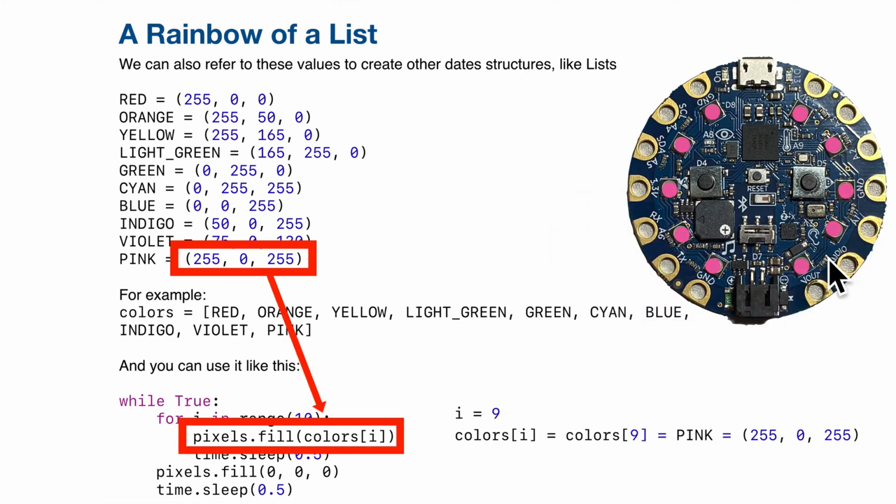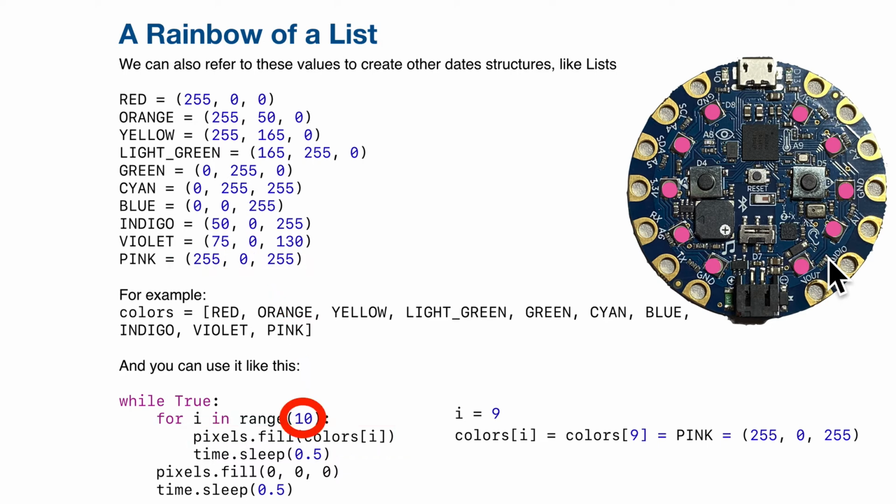So let's write even more efficient code. Right now we've hard-coded the number 10 in here to refer to the fact that we have 10 colors in our list. But at some point we might want to add colors or subtract colors. It would be nice if we could refer to the size of the colors list so that we didn't have to put the hard-coded number 10 in here.